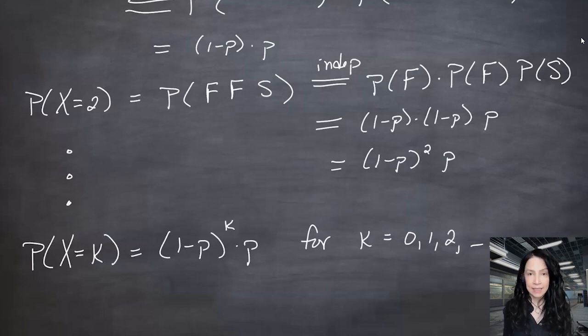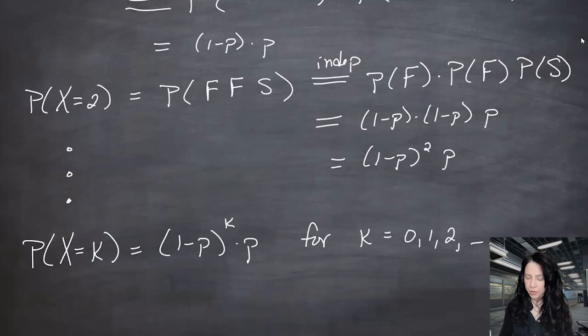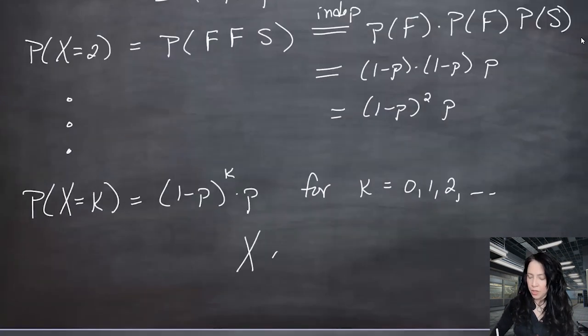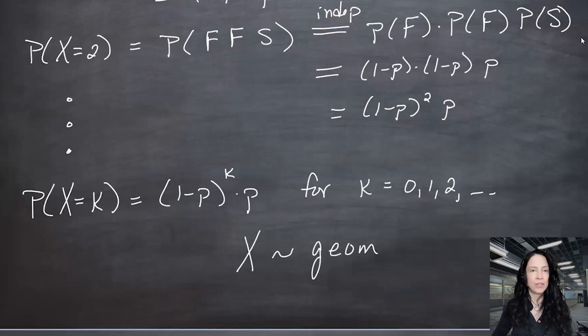This is one of two types of geometric distributions. Usually people write X squiggly line, which means has the distribution, and then like a geom for geometric, and then a P for that parameter.